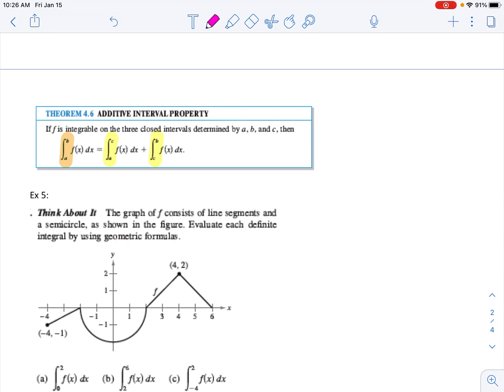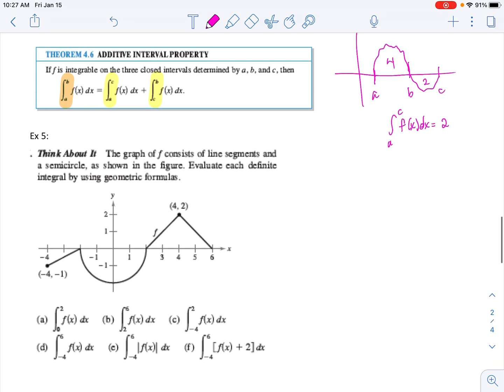Okay. So just to give a visual for this, this is just saying, like, if A is here and B is here and C is here, and we know that this maybe looks like 4 and this looks like 2 area-wise, that the actual integral from A to C dx is going to be 2. That you can just combine those because B is within the interval A to C.